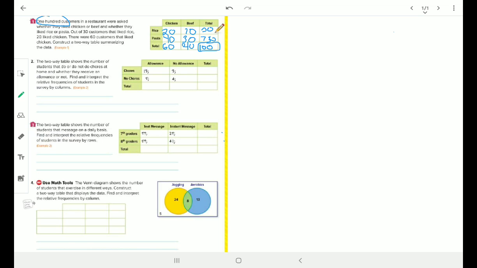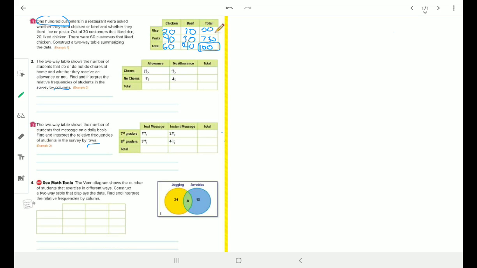Now on number 2, we have parts given to us. The two-way table shows the number of students who do or do not do chores at home and whether or not they receive an allowance. So we have to find and interpret the relative frequency of the students in the survey by columns. Now we have to make sure we look at that last word. It says columns, because on number 3 it says rows. If it says columns, we want to look top to bottom. If it says rows, we want to look left to right.